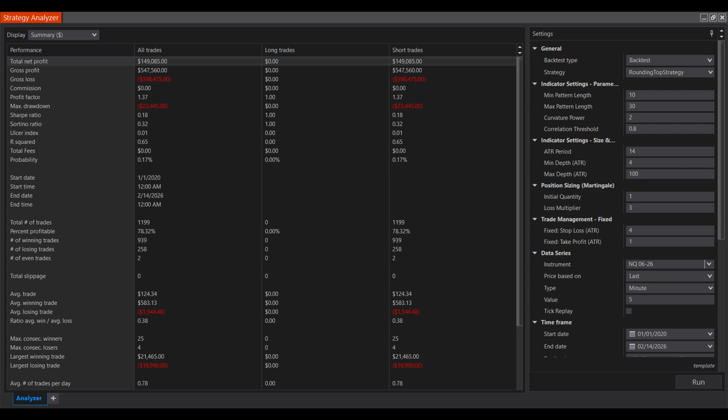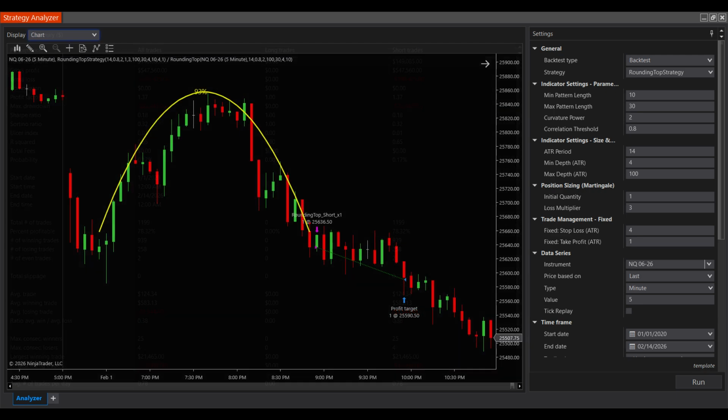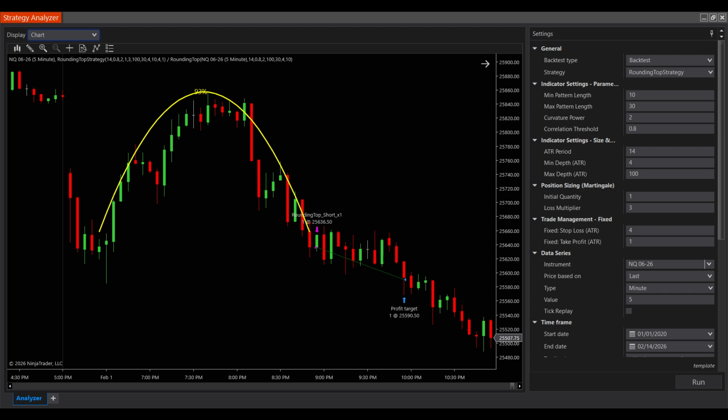Now let's transition to the chart and unpack the actual engineering behind the pattern recognition. A lot of algorithmic traders struggle to code curved patterns, but look at how the algorithm dynamically draws this yellow arc perfectly over the price action. So, how does it actually define a rounding top mathematically? It uses polynomial regression. If you look at the parameter panel, we use a curvature power of 2.